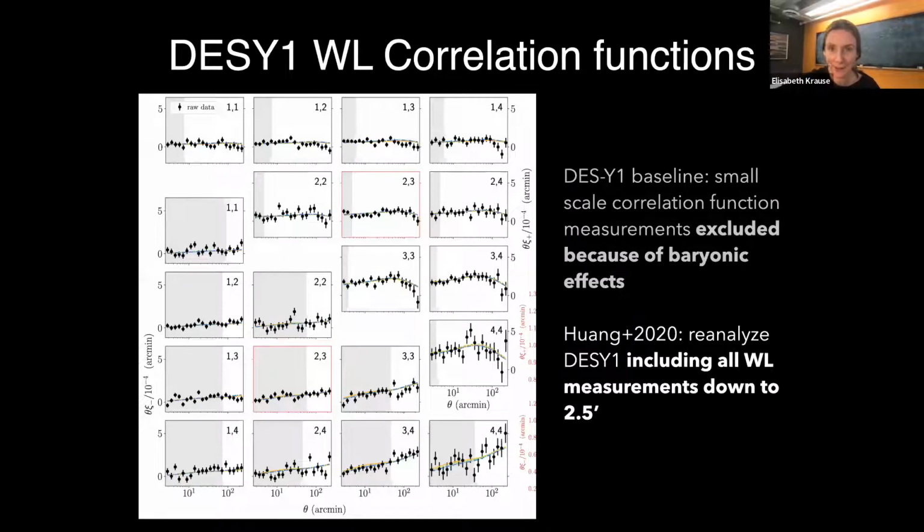As one example, let's talk about the impact of baryons on the distribution of matter, which is the leading uncertainty or astrophysical effect limiting our cosmological interpretation of weak lensing.